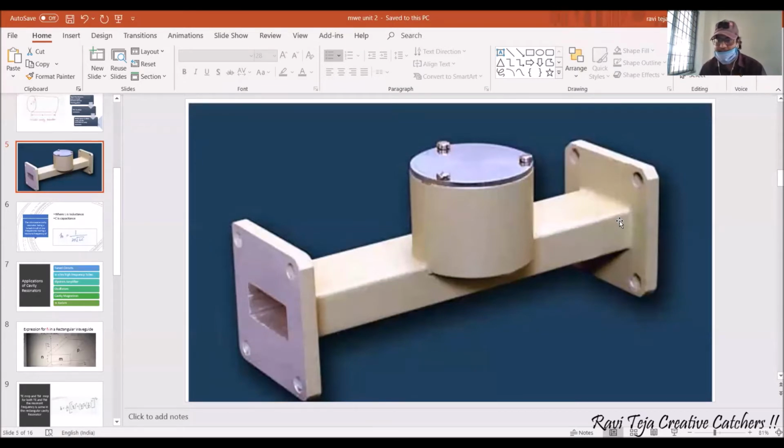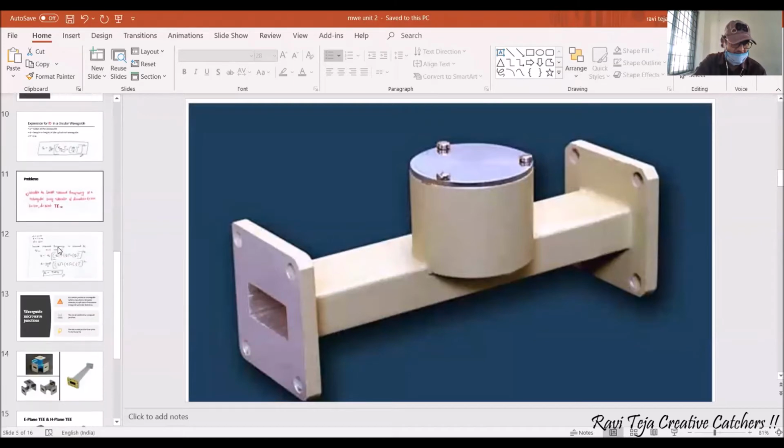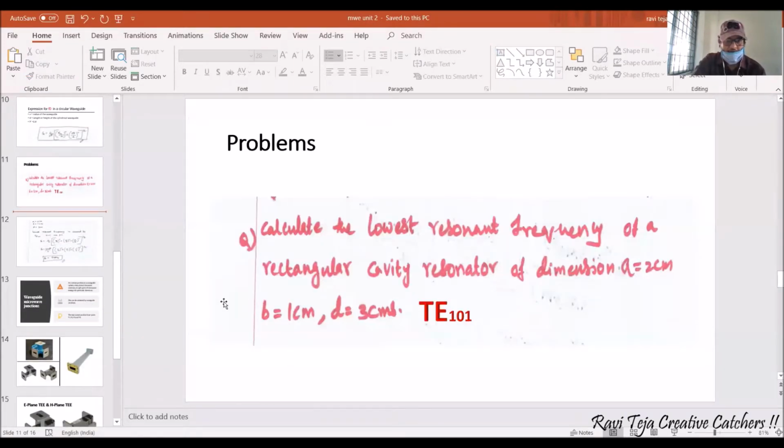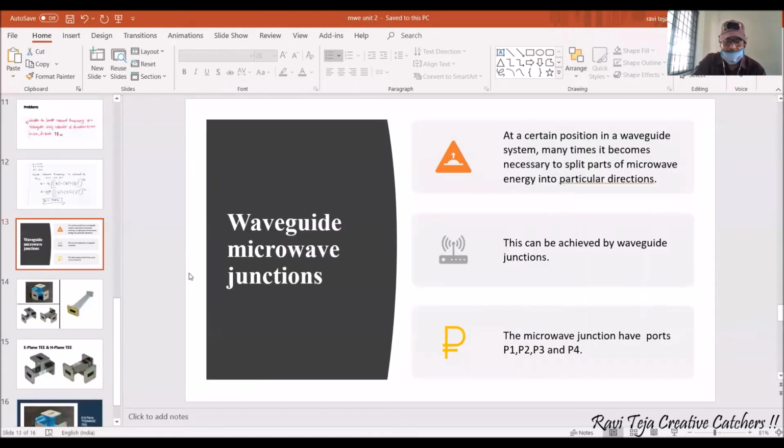So obviously we need waveguide junctions, which split our microwaves into several directions. The splitting of the microwave signals through the waveguides into several directions can be done by microwave junctions. So take the heading as microwave junctions, or waveguide microwave junctions.